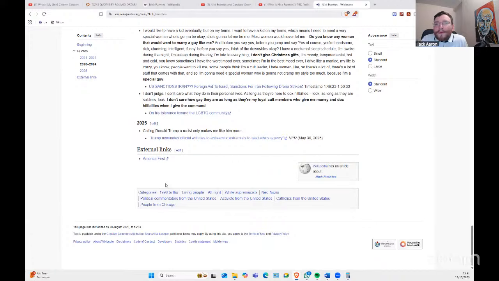Calling Donald Trump a racist only makes me like him more. I don't judge. I don't care what they're doing in their personal lives, as long as they're here to dox hillbillies. As long as they are soldiers. Look, I don't care how gay they are, as long as they are my loyal cult members who give me money and dox hillbillies when I give them the command.